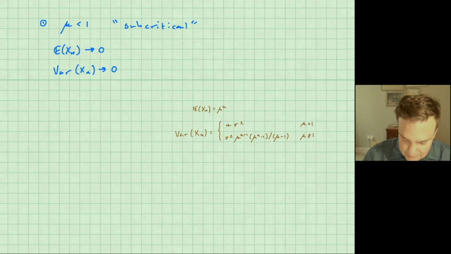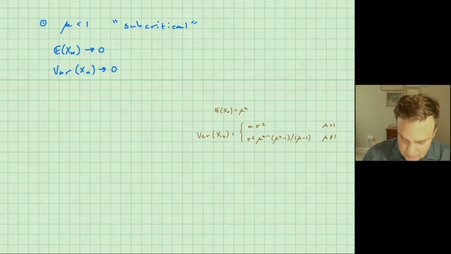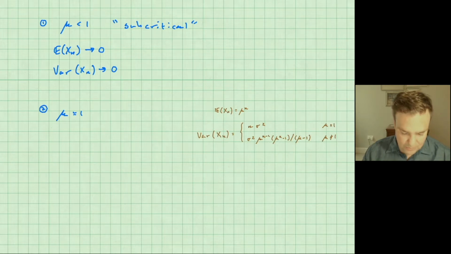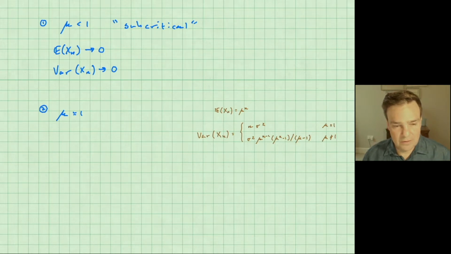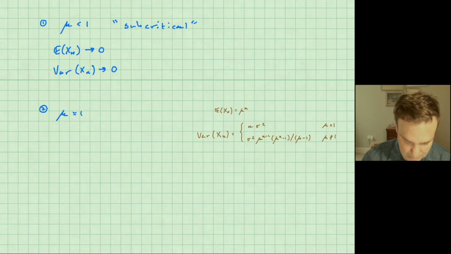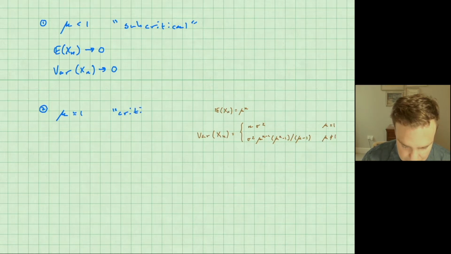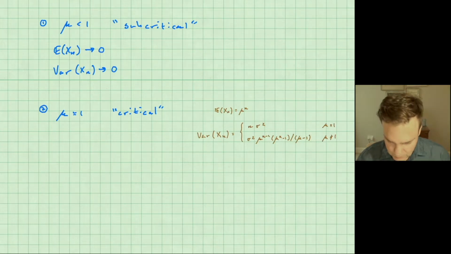All right, and the next case I want to look at is mu is equal to 1. And that's a little bit curious, I mean, of course, it's a very peculiar setup. It means that you expect every member of the population to reproduce itself exactly, well, the expected value is 1. And this is called critical. And so if mu is 1 here, then the expected value is 1.